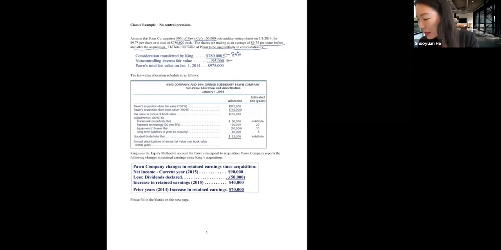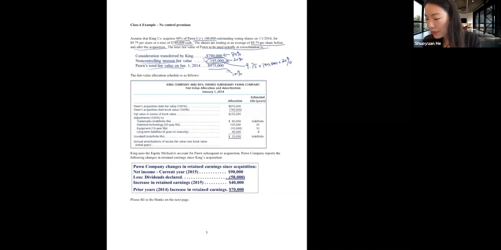And another 20% ownership is the non-controlling interest. What is the fair value of the other 20% ownership? We know that each share is 9.75. That is the fair value of the share. And the non-controlling interest has 20% of 100,000 outstanding stocks. So that would give you 195,000. So Pound's total fair value, if you add up those two, for 100% is 975,000.